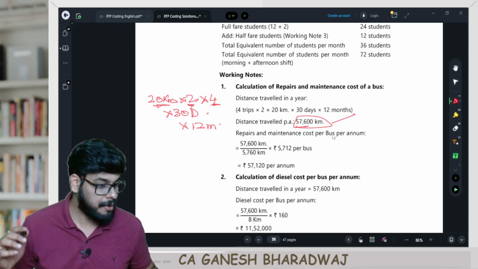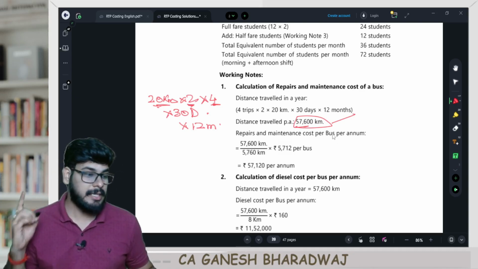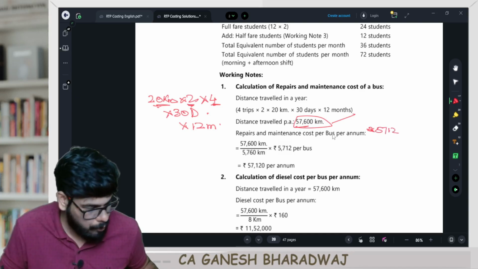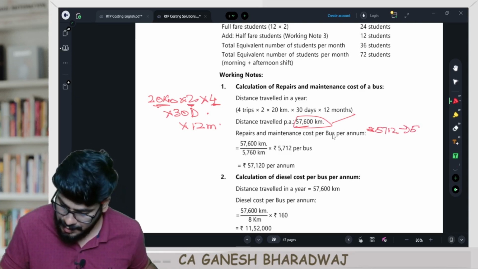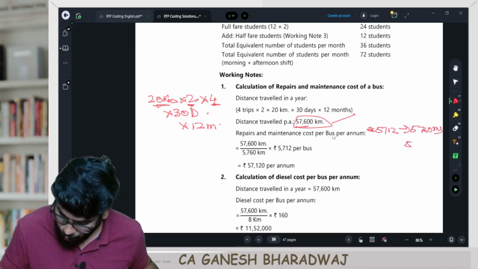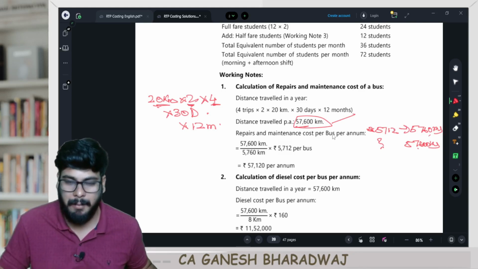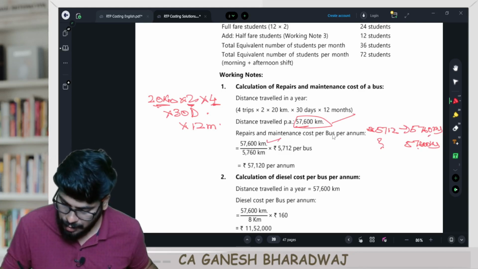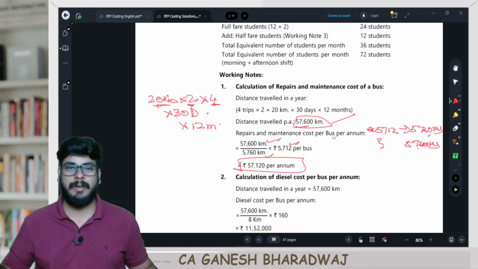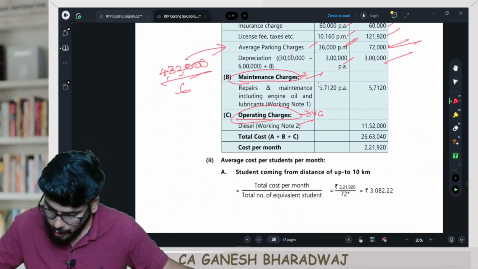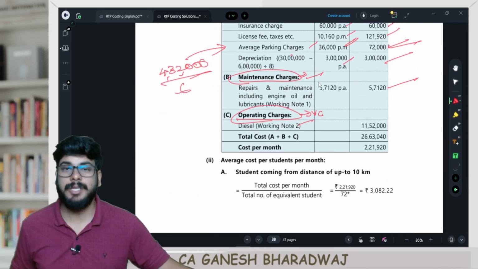Now they have given that for repairs and maintenance, the cost is going to be rupees 5712 for 5760 kilometers, right? So for 57,600 kilometers, what is going to be the total cost? Very simple. 57,600 into 5712 divided by 5760. So the total cost is going to be 57,120 rupees per annum. You can just go and fill it up here.